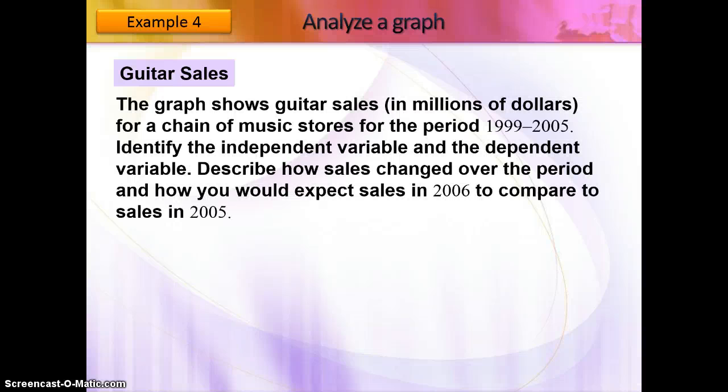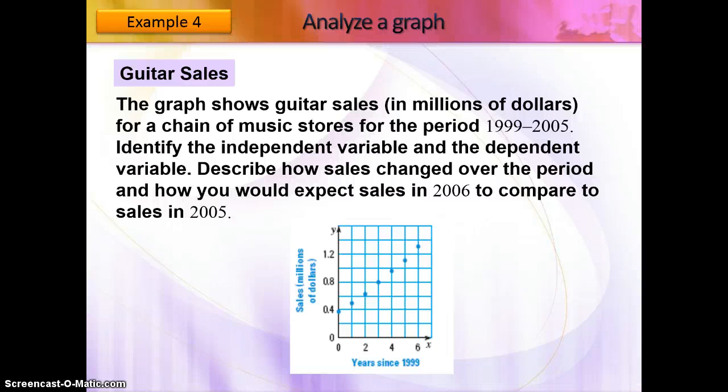The graph shows guitar sales in millions of dollars for a chain of music stores for the period of 1999 to 2005. Identify the independent variable and the dependent variable. Describe how sales change over the period and how you would expect sales in 2006 to compare to sales in 2005.